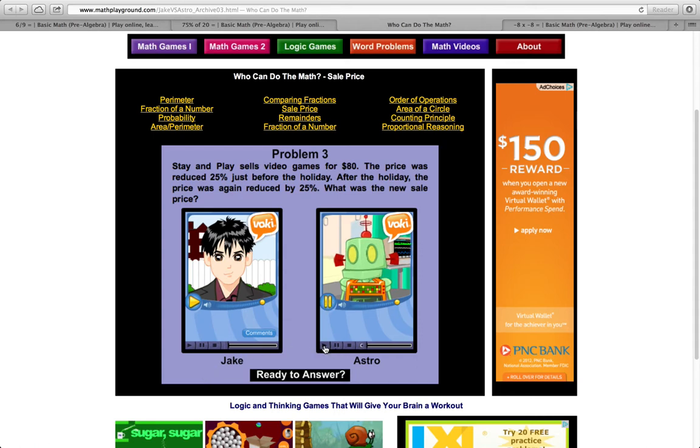The price was reduced 25% one week, then another 25% the next week. That adds to 50%, which is one half. One half of $80 is $40. $40 is the new sale price. Astro obviously had a different answer.